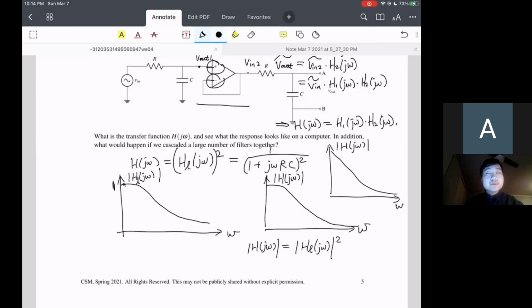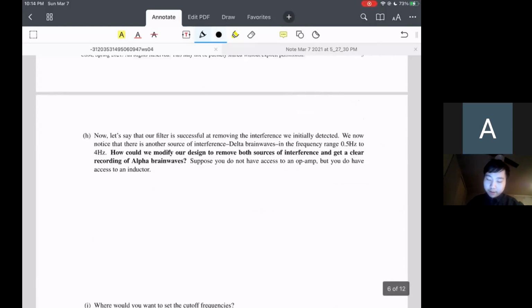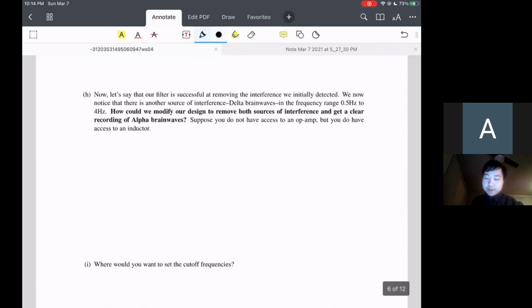Okay, so that concludes our walkthrough for part G of the question. Now, let's say that our filter is successful at removing the interference we initially detected. We now notice that there is another source of interference, delta brainwaves, in a frequency range of 0.5 Hz to 4 Hz. How can we modify our design to remove both sources of interference and get a clear recording of alpha brainwaves?